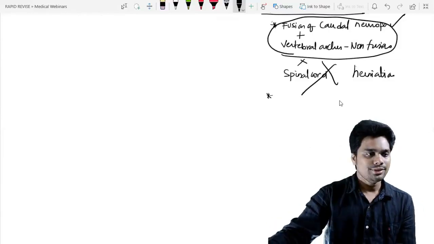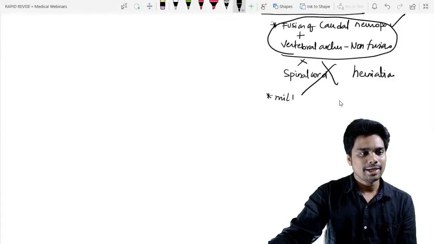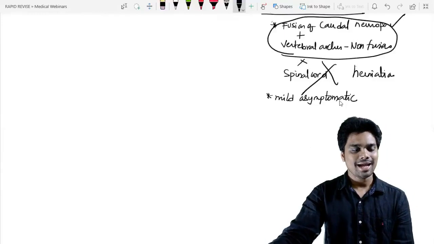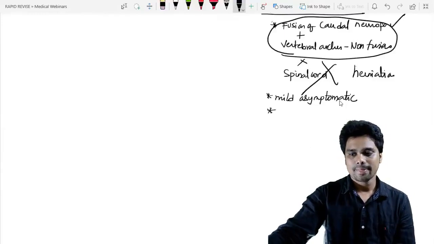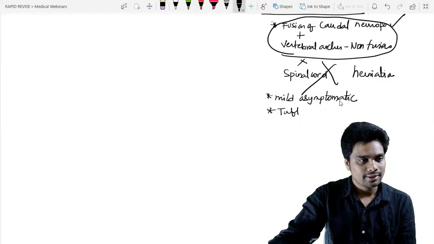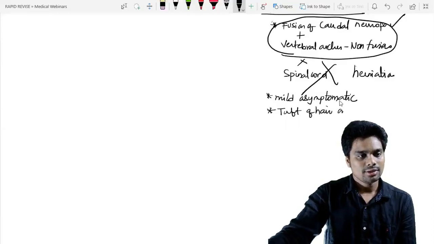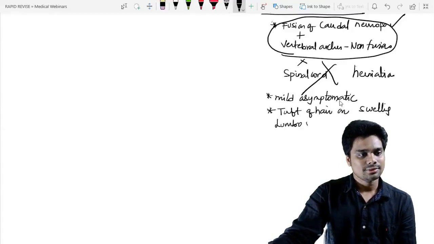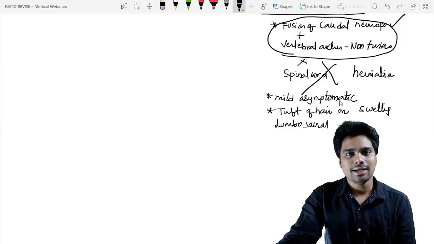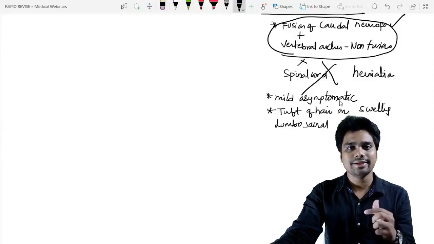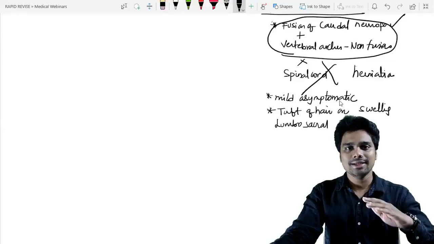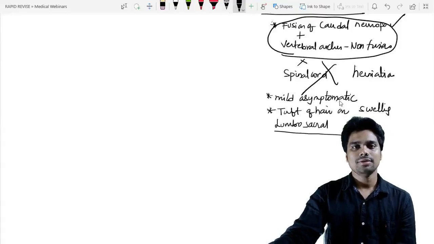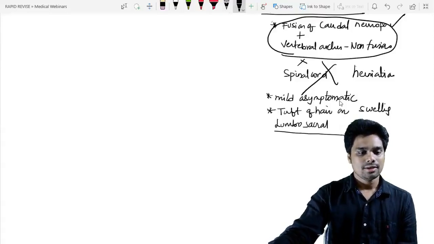So next condition, as I already told you, it is a mild asymptomatic form, with no symptoms. But how to identify this child? There is a tuft of hair or swelling present in the lumbosacral region. So if there is a newborn child with a small swelling in the lumbosacral region and the covering of the skin has a tuft of hair, then it is a clear-cut diagnosis of spina bifida occulta.